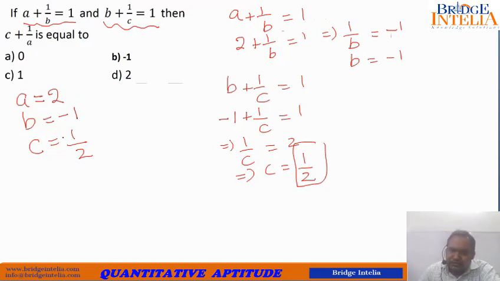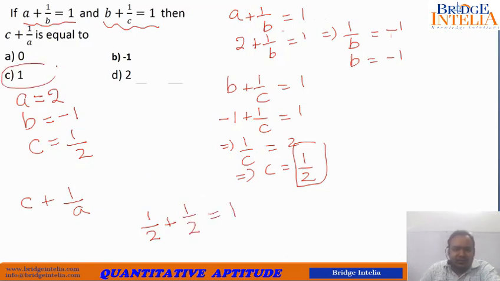Now what can you do? You have to simply substitute this. So we have been asked to find c plus 1 by a. So we will simply substitute that. So c is equal to half. So half plus 1 by a. A is equal to 2. So half plus half. So final answer is 1.